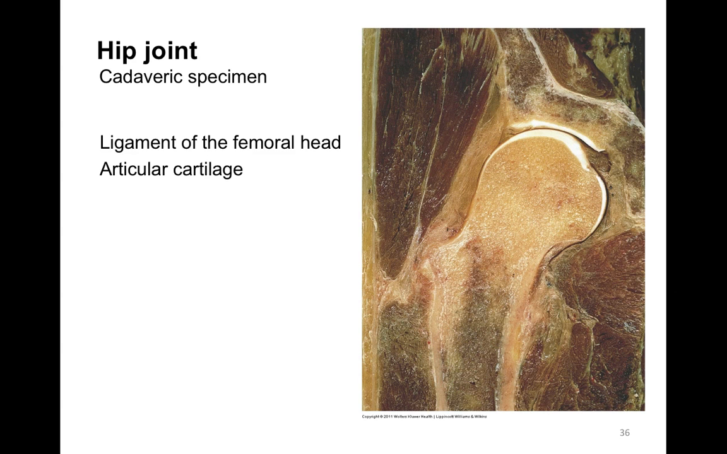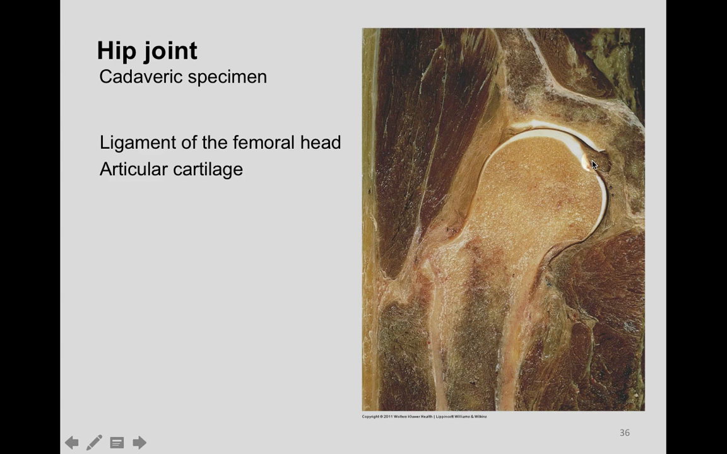Another ligament at the hip is the ligament of the femoral head, and we can see that in this coronal cut through a cadaveric specimen right here. Now, the ligament of the femoral head does not offer a supporting role like the other capsular ligaments do. This is an intracapsular ligament, and we'll discuss its function in subsequent slides.